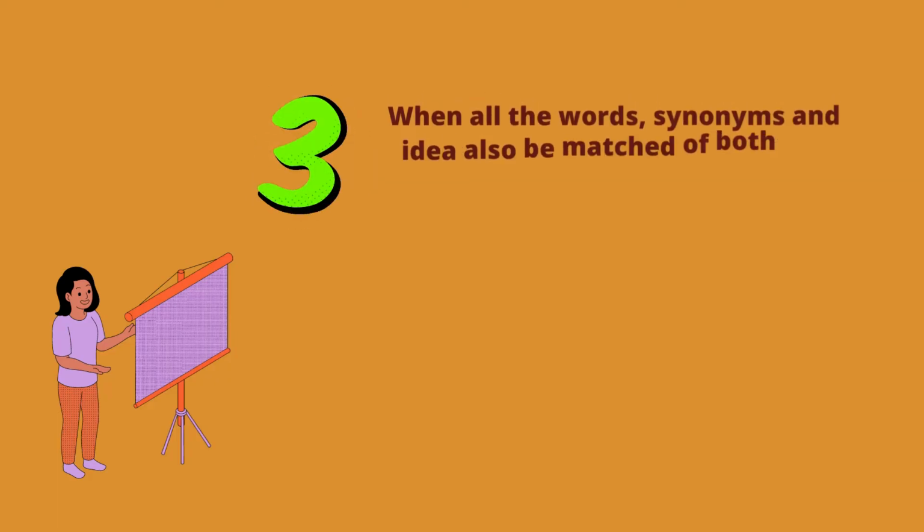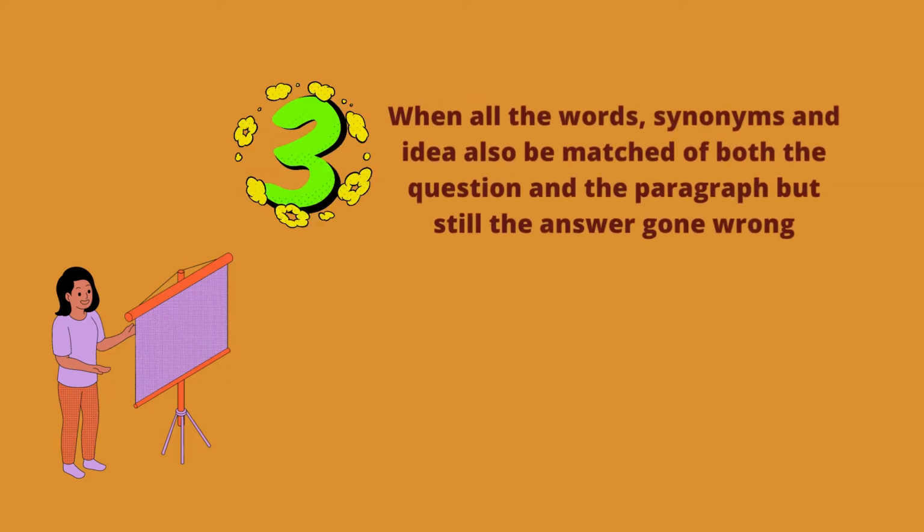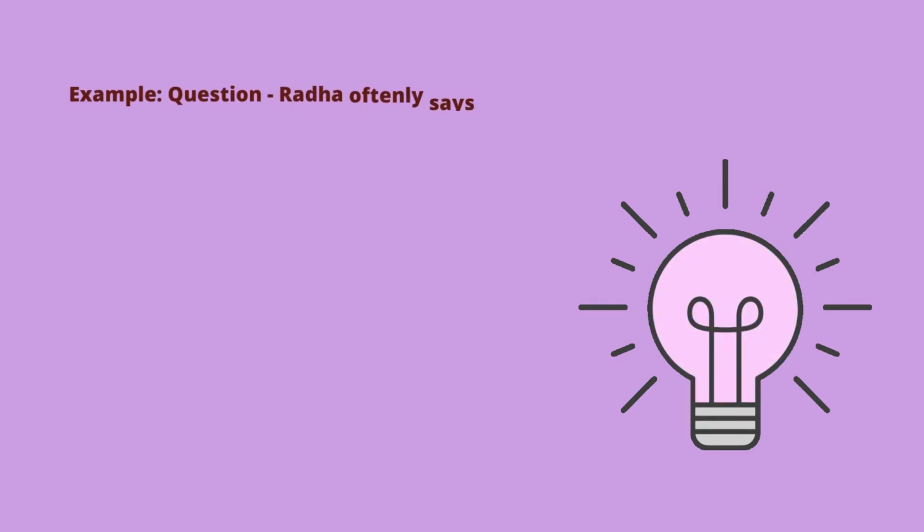The third situation is when sometimes all the words, synonyms and ideas match between the question and the paragraph, but still the answer goes wrong. But why? It is because sometimes the main need of the question is ignored by us, and it can change the idea of the question completely, due to which the answer would be wrong. But how? So here is the example.